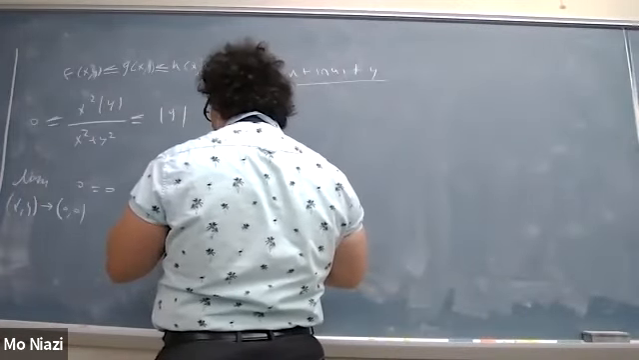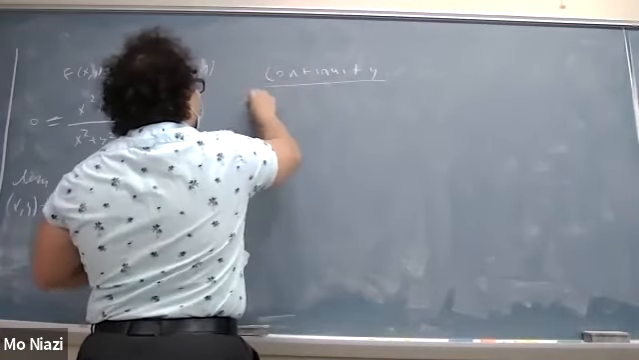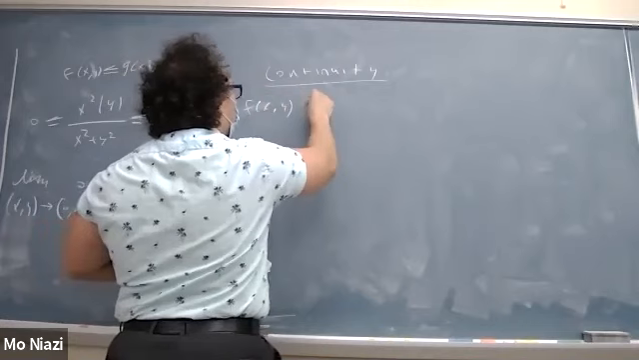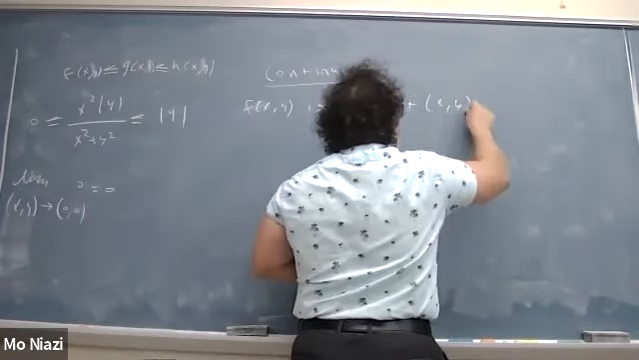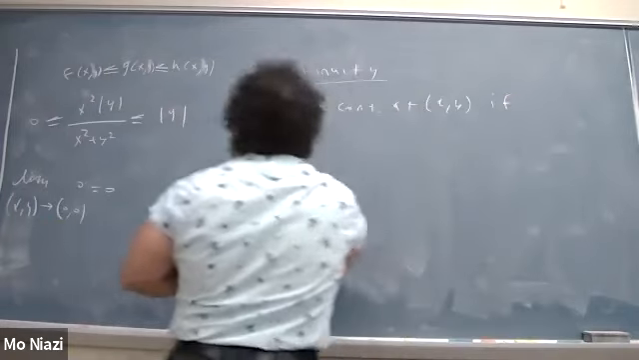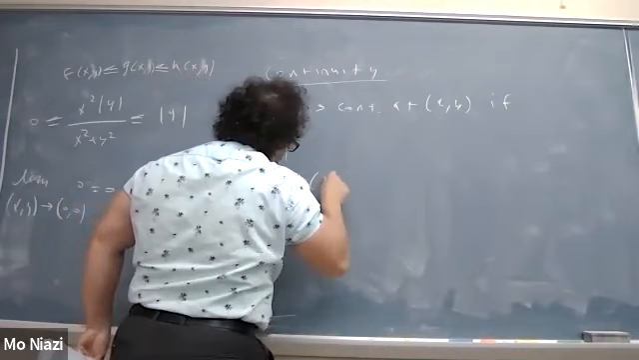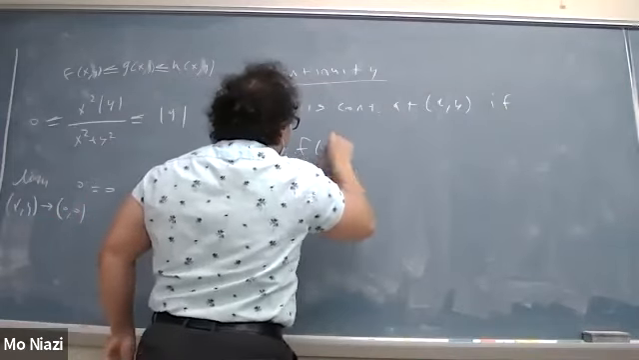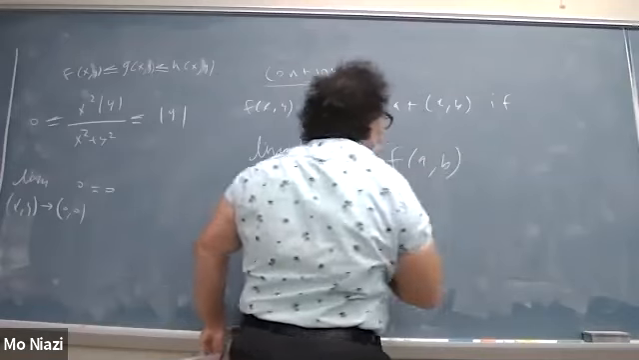A function of two variables is called continuous at (a, b) if the limit as (x, y) approaches (a, b) of f of x, y is equal to f of a, b.